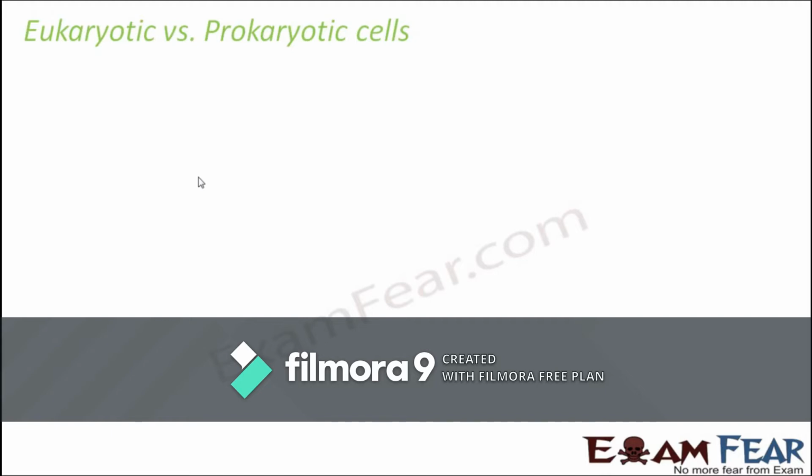So what do we mean by eukaryotic and prokaryotic? The word eu means true, and karyon means nucleus. So those cells which have a true nucleus are called eukaryotic cells. Whereas there is another group of cells which do not have a true nucleus. Let us see what these are.